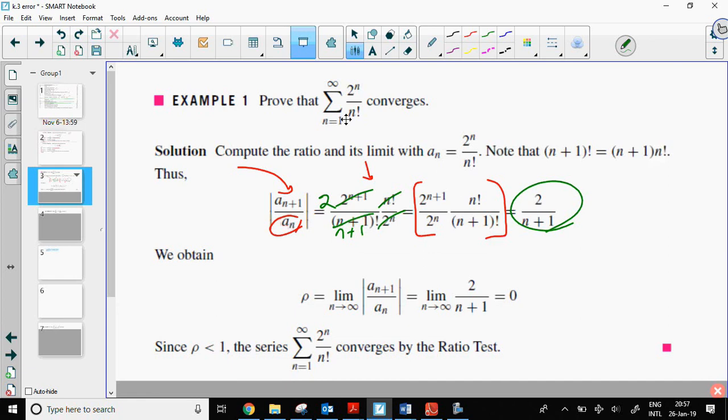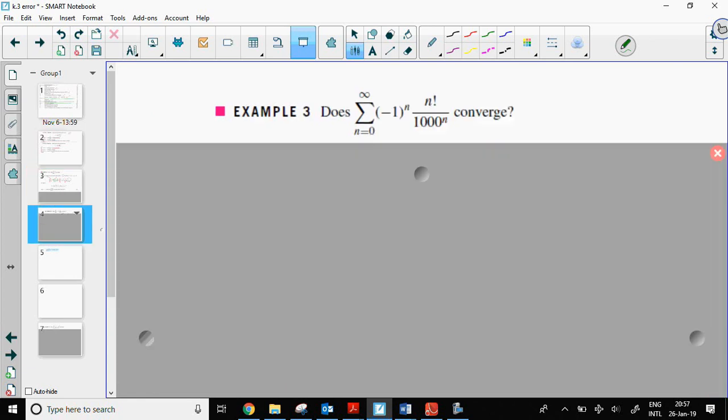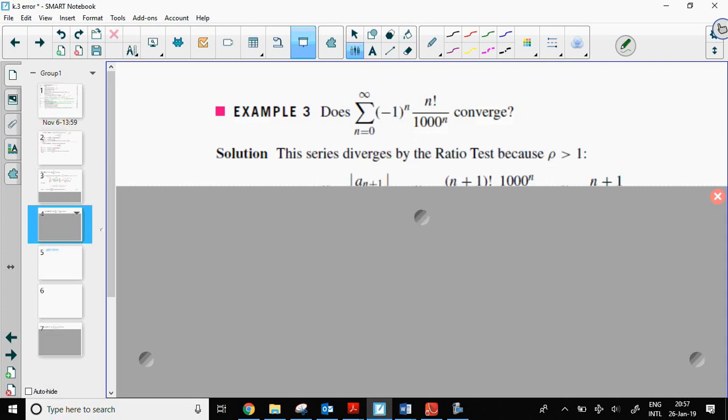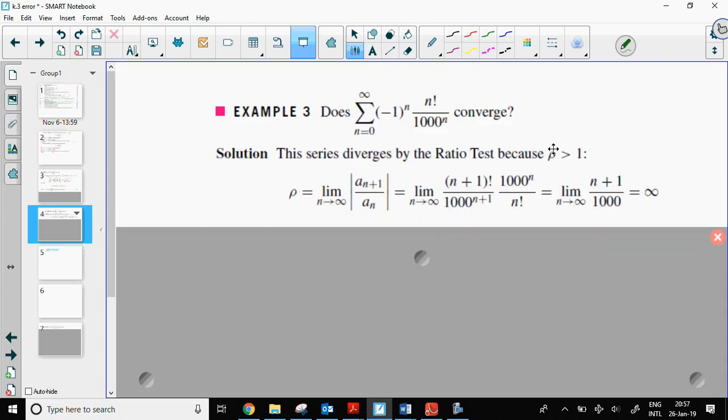Awesome. Let's do one where it diverges. I guess I just spoiled the answer for you, but we're going to do the same thing here. Again, I'm noticing the n plus 1 is going to cancel with the n factorial. The 1,000 to the n plus 1 is going to cancel with the 1,000 to the n.